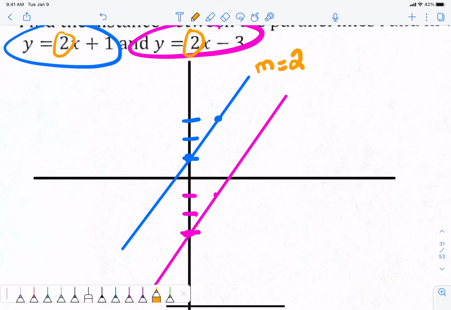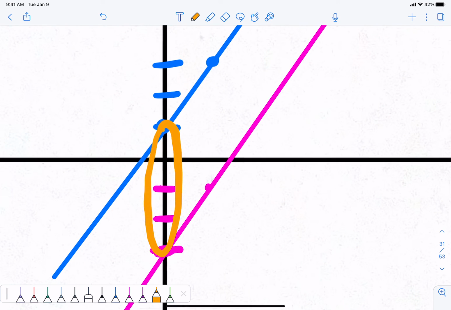And Kyle said this morning, 4. I said, what? That's wrong, but I know how he got 4. Do you know how he got 4? He added. Look at this right here. This is a distance of 4, right? 1, 2, 3, 4. That's 4 units apart. But that's not perpendicular, right?